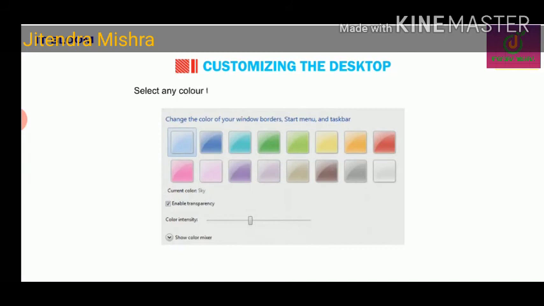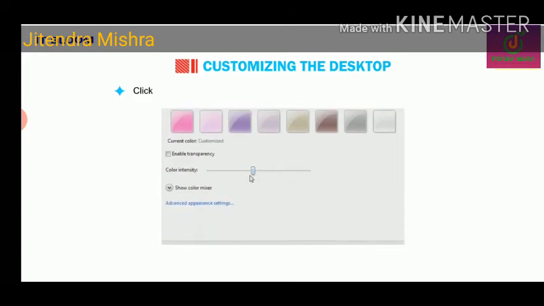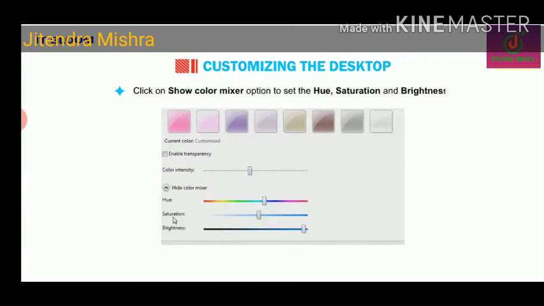Select any color to change the window's borders, Start menu and taskbar. Select the Enable Transparency option. The window glass borders, Start menu and taskbar will become transparent. Set the color intensity option. It will affect the color strength of window glass borders, Start menu and taskbar. Click on the Show Color Mixture option to set the hue, saturation and brightness to give a color effect.